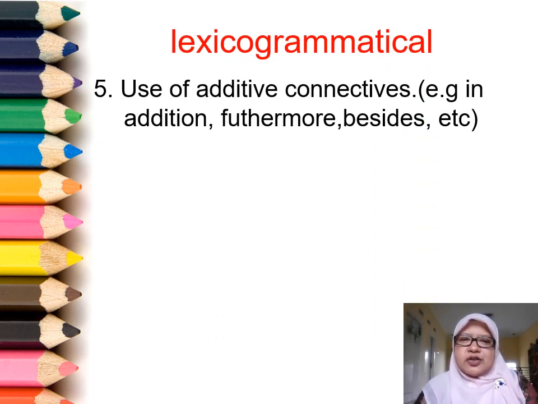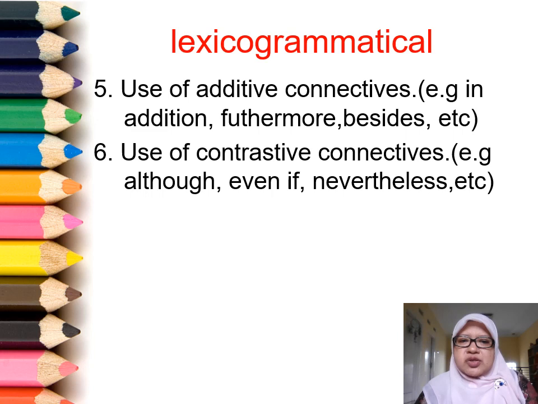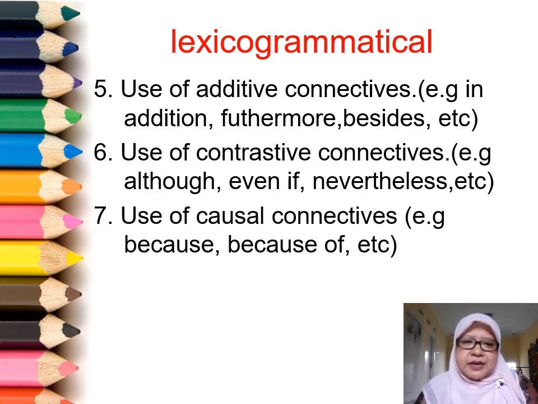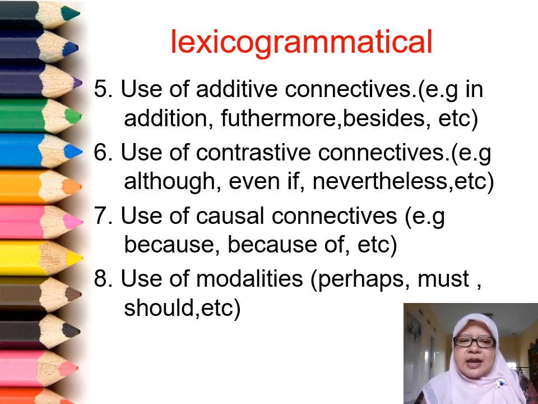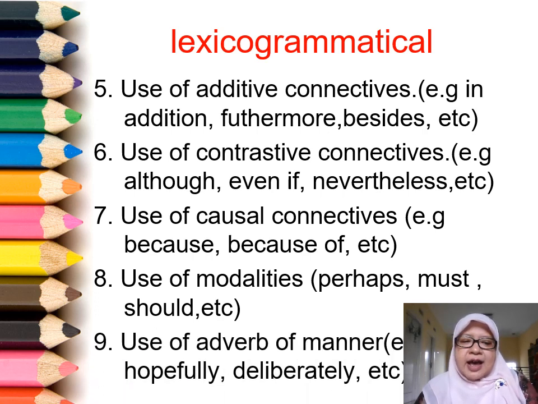And the fifth one, use of additive connectives, like in addition, furthermore, besides. And then the sixth, use of contrastive connectives, for example, although, even if, nevertheless, etc. And seven, use of causal connectives, like because and because of. And then number 8, use of modalities, for example, perhaps, must, should, and could.